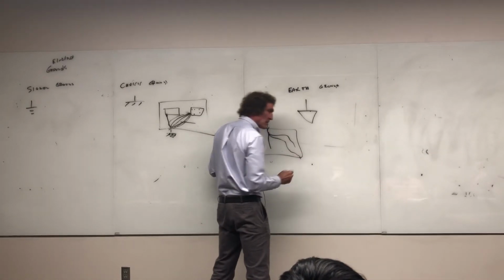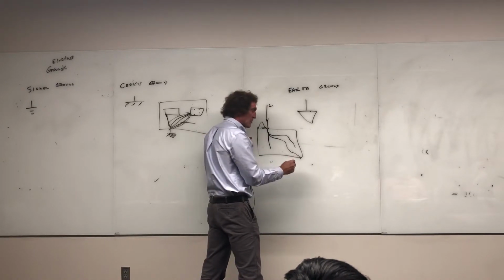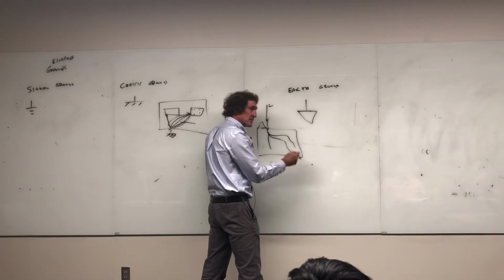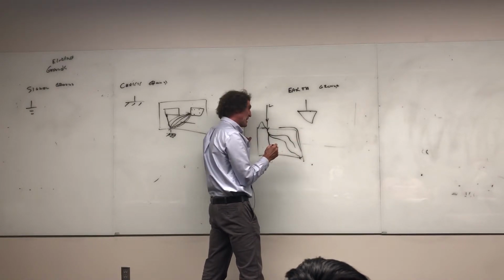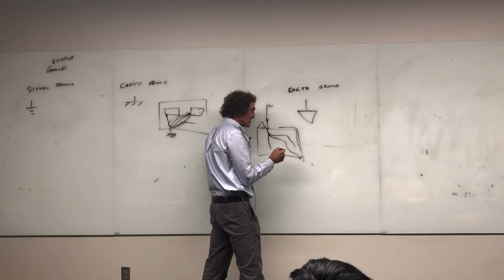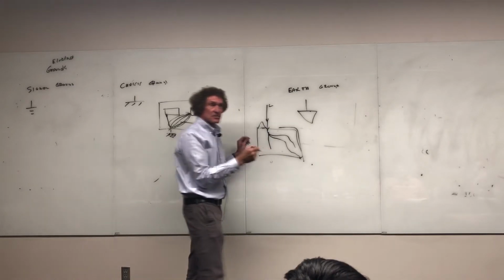So it comes down here, and it's looking for a way to ground, but if it doesn't have an obviously low impedance path, it'll take what it sees as a low impedance path, and it'll start fires all over. That's the way fires are started.